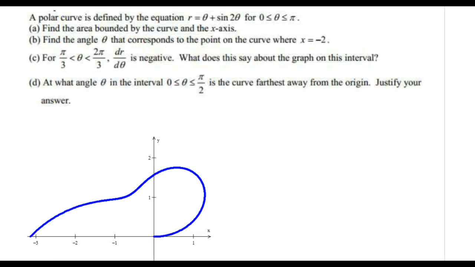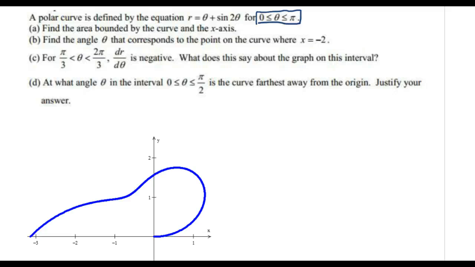And finally, we're going to work on an AP-like question. So a polar curve is defined by the equation r equals theta plus sine 2 theta for angles theta between 0 and pi. I want you to take careful note of that: for the graphs so far, we've been graphing them on 0 to 2 pi, but this one's specifically telling you to look at it from 0 to pi only. In part A, we want to find the area bounded by the curve and the x-axis.